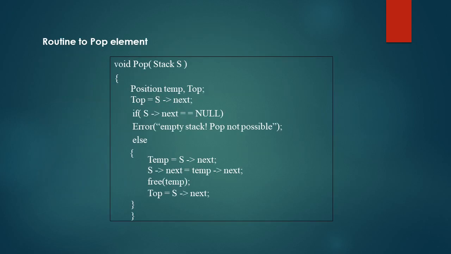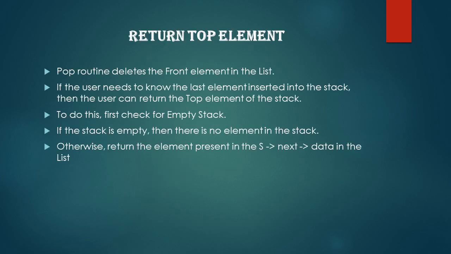Routine to pop element: void pop stack S; position temp, top; top is equal to S next. If S next is equal to null, error, empty stack, pop not possible; else temp is equal to S next; S next is equal to temp next; free temp; top is equal to S next. Return top element. Pop routine deletes the front element in the list.